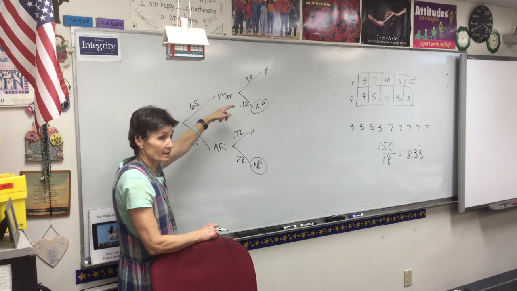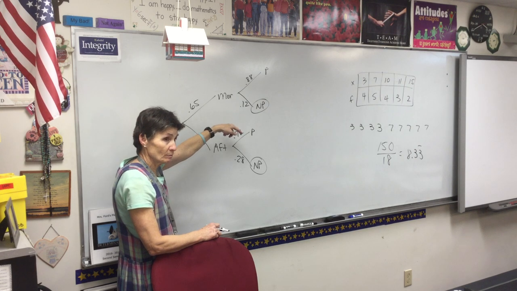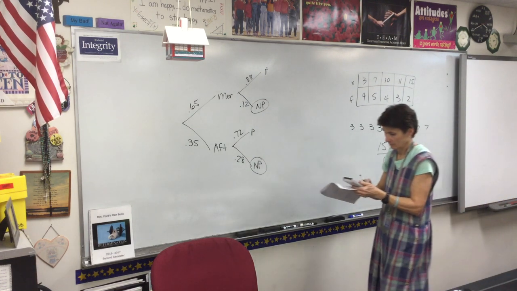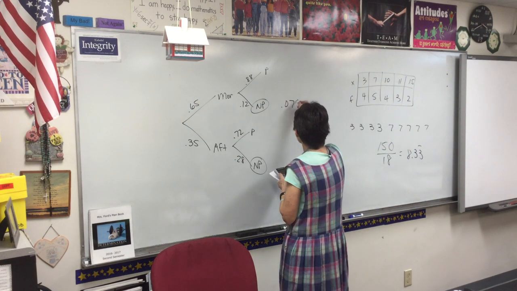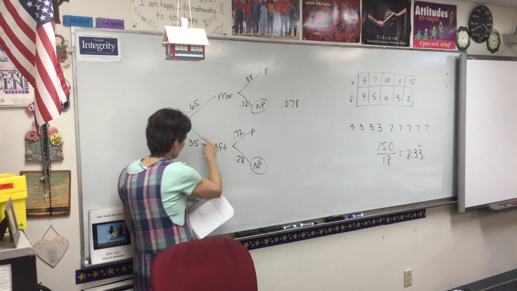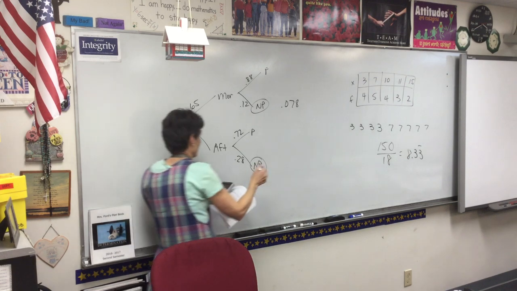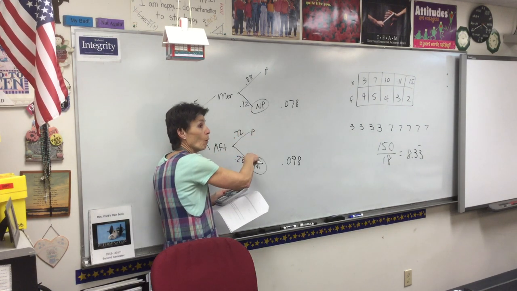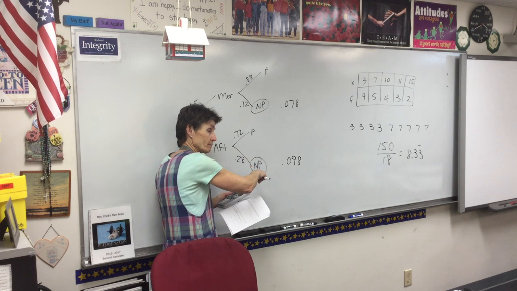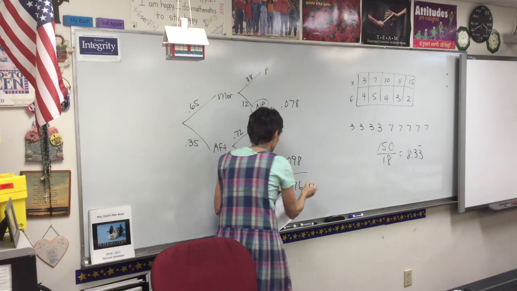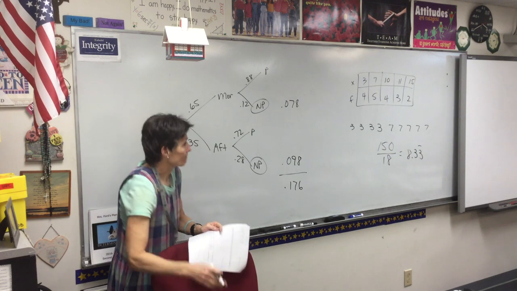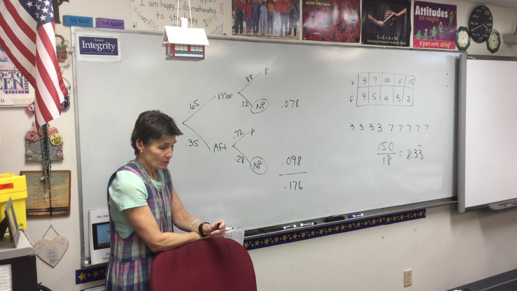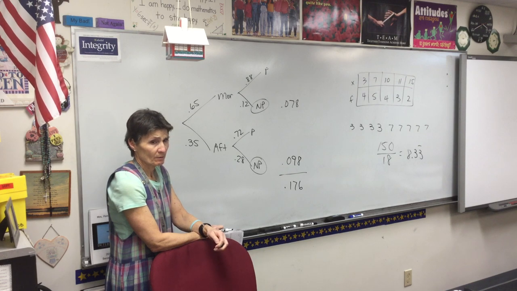So we'll multiply 0.65 times 0.12, and we'll get an answer. And then we'll multiply this branch right here and get 0.098. Since it could be this branch or this branch, we would add them. So the answer is 0.176. All right, is there any question about that? Anybody? Still wondering about where something came from?